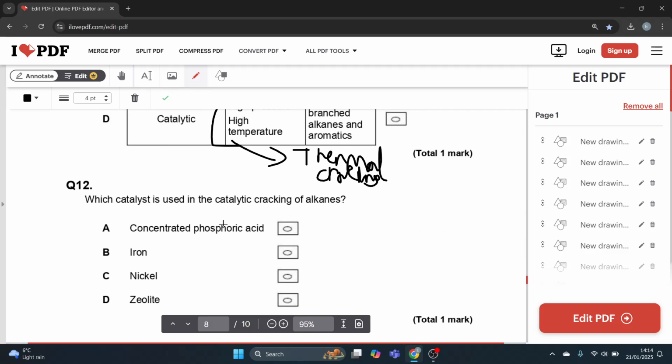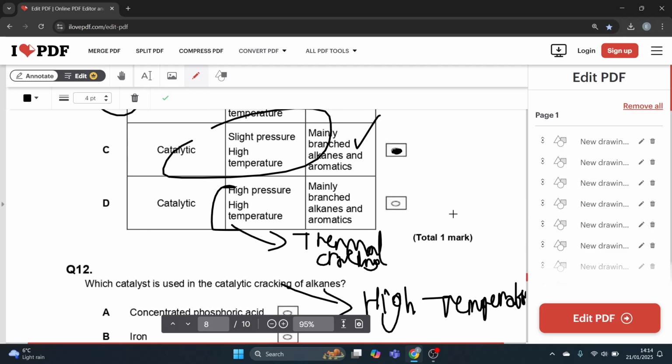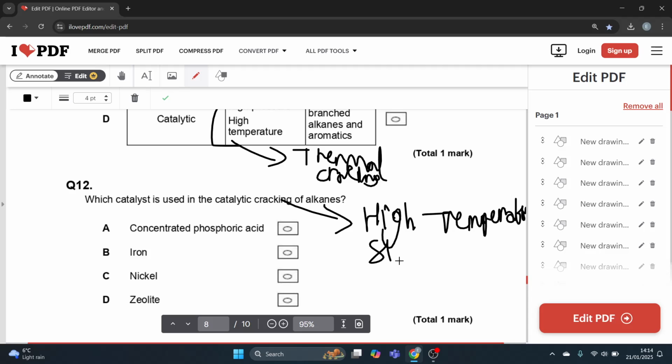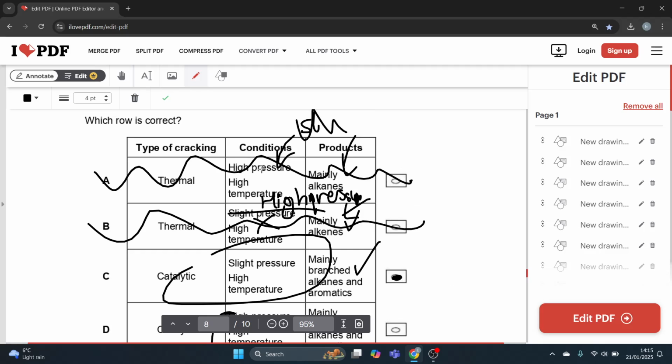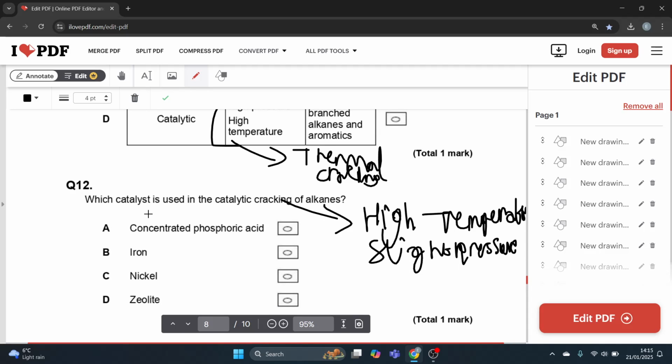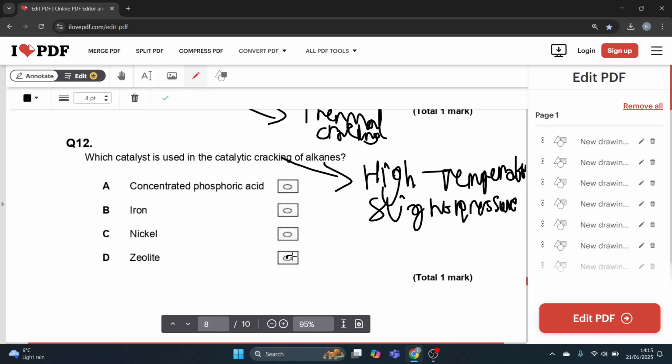Question 12, which catalyst is used in the catalytic cracking of alkanes? Catalytic cracking, remember, high temperature, slight pressure, we form mainly aromatic hydrocarbons and alkanes, whereas thermal cracking, high pressure, high temperature, we form alkenes. And which catalyst is used? It's going to be zeolite catalyst.